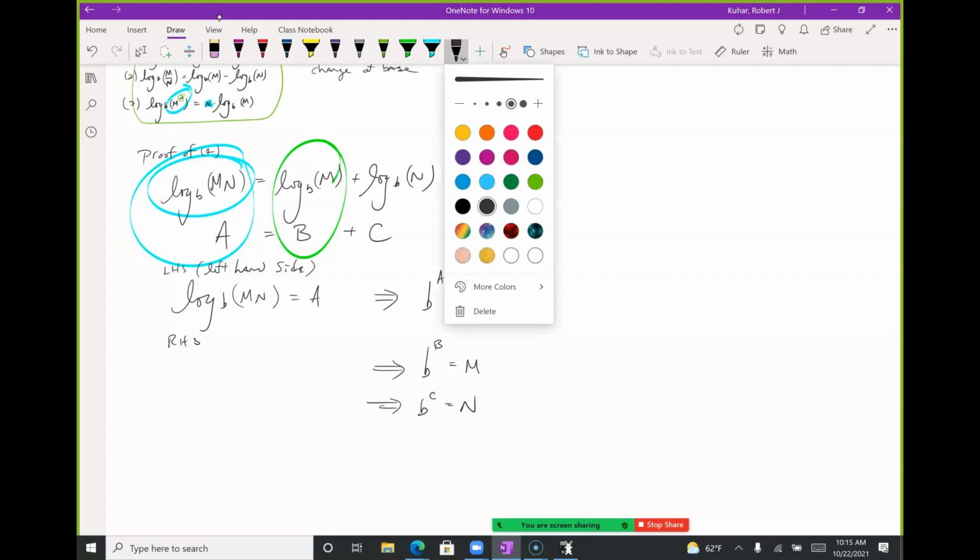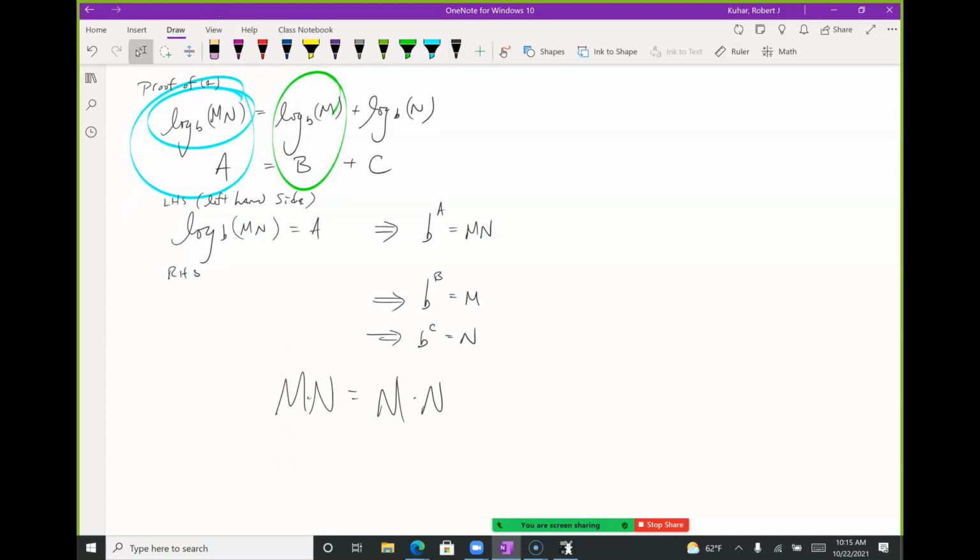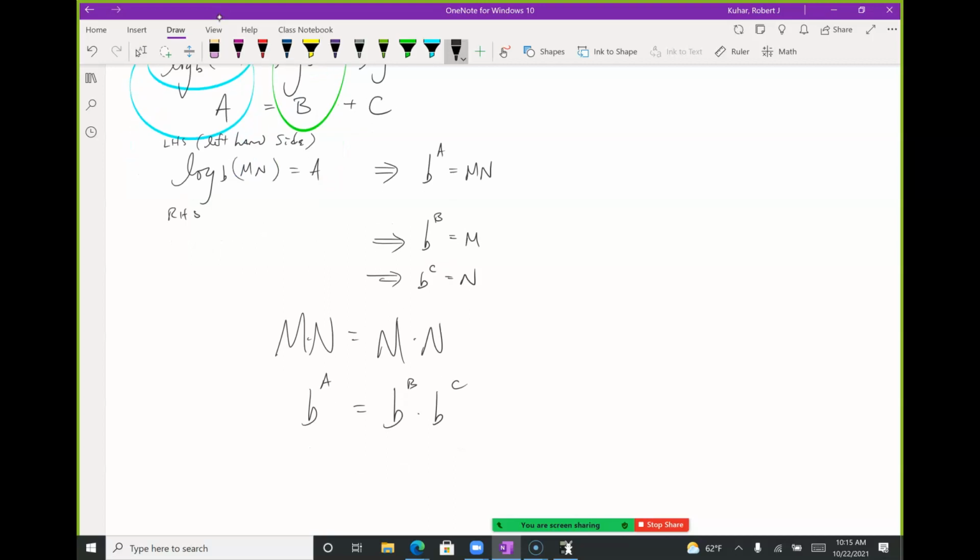On the left-hand side, I have an m times n. And on the right side, I have an m times n. Left-hand side, what is it? It's b to the A. And on the right-hand side, it's b to the capital B times b to the capital C. You see that? I took this m times n, that's my left side, and I took this m times n, and that's my right side. Now I'm multiplying like bases, so you can just add the exponents. So b to the capital A equals b to the capital B plus capital C.